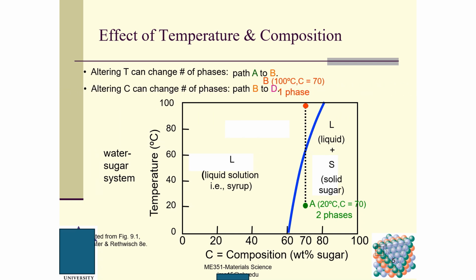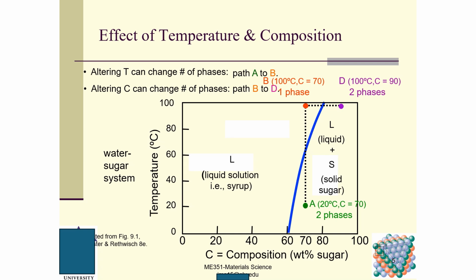Then altering the composition can change the number of phases also. For example, at this temperature, which is a little bit lower than 100 degrees C, the evaporation temperature, here you can see this from B to D. Alright, so B is 100.